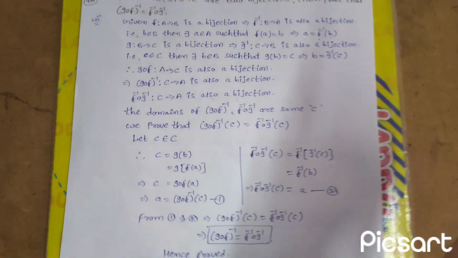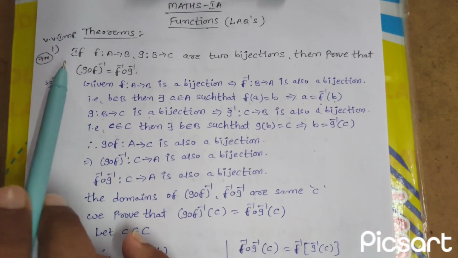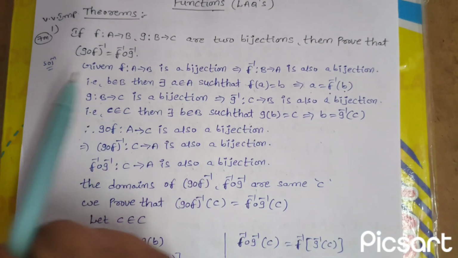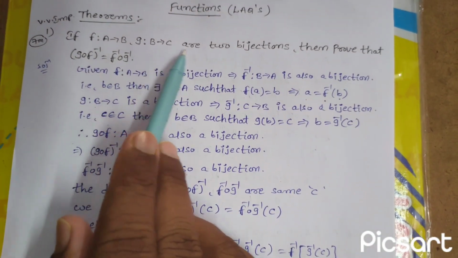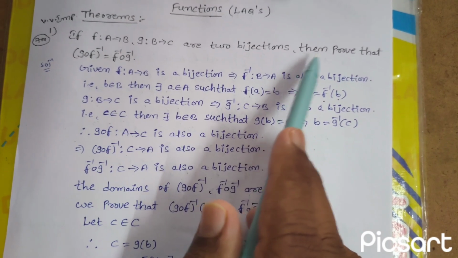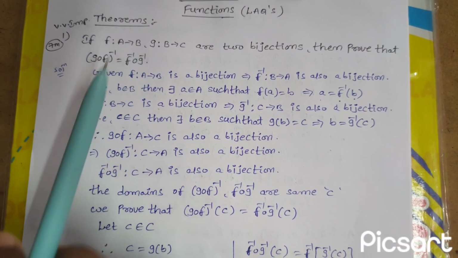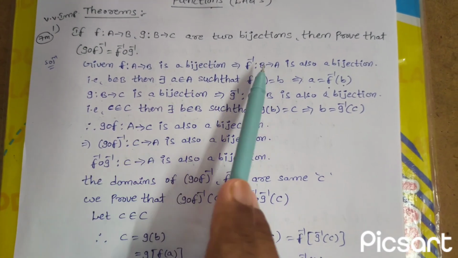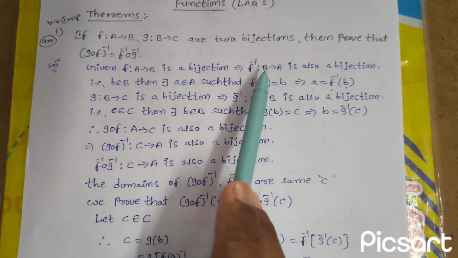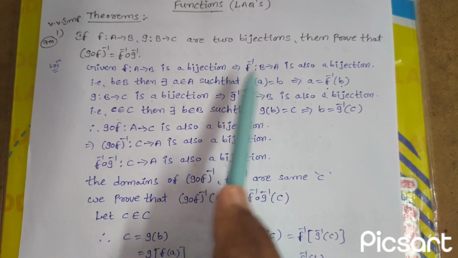Okay. Recall the given theorem: F from A to B, G from B to C are two bijections. Then prove that (G∘F)⁻¹ is equal to F⁻¹∘G⁻¹. F from A to B is a bijection, so F inverse is also a bijection. F inverse is a mapping B to A.